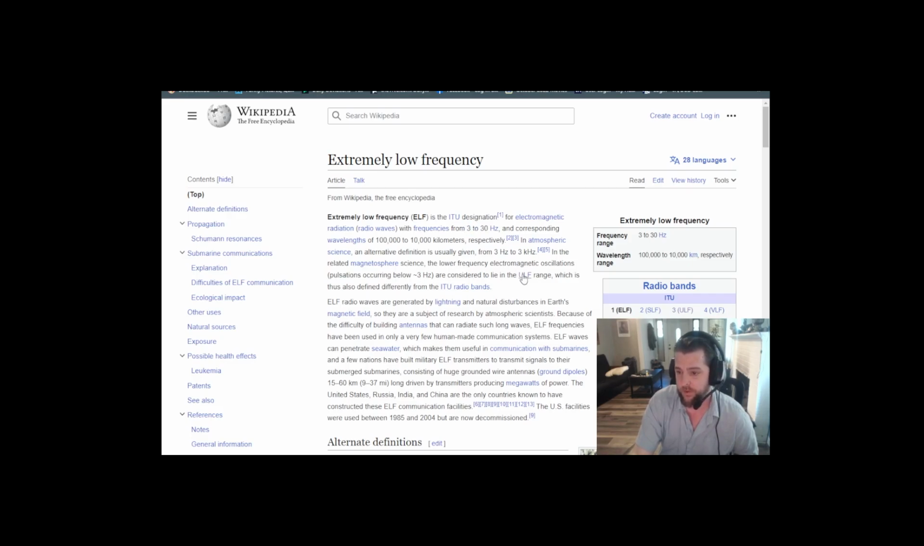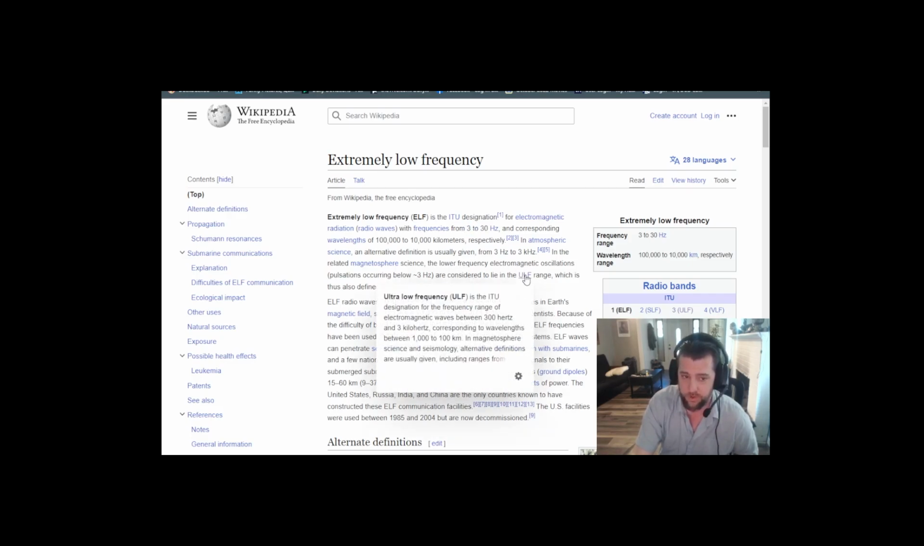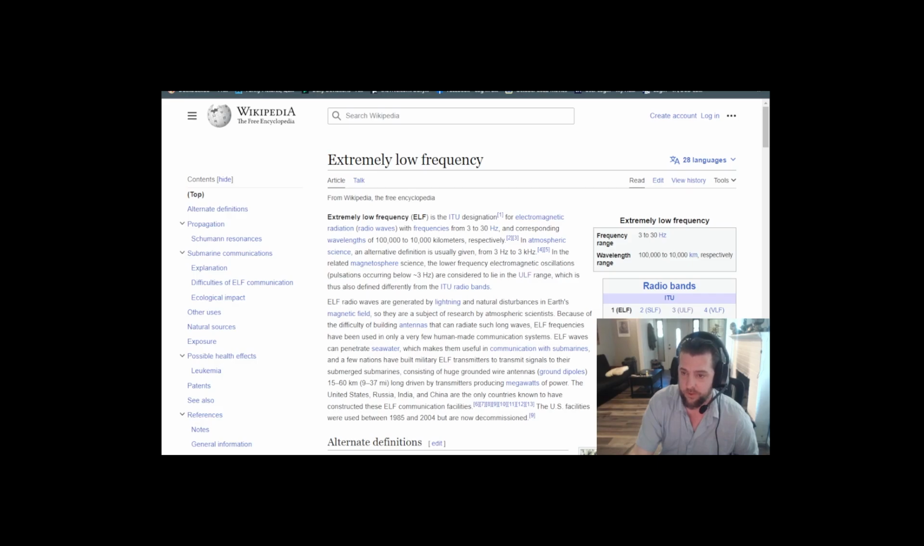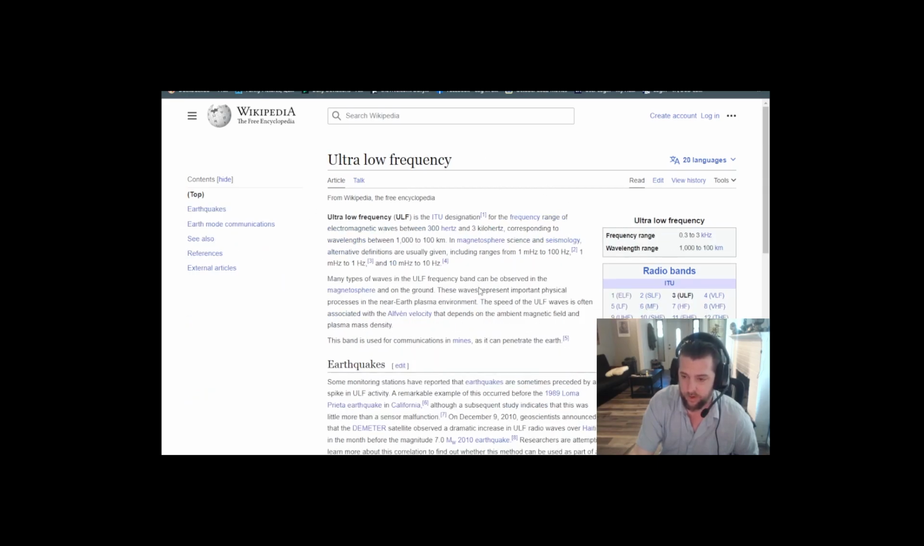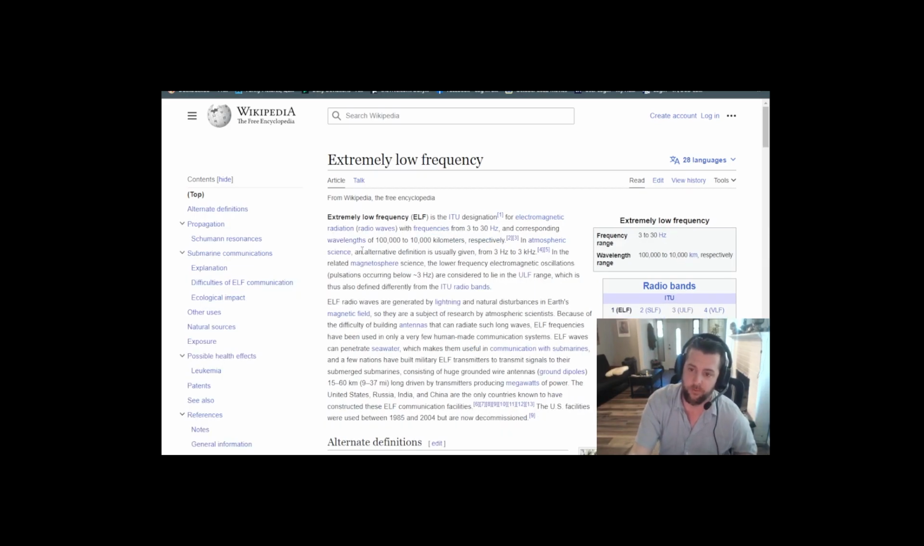They do say here that the ultra low frequency is actually lower. But when we look into it, I don't know if this is just some weird thing because of how radio bandwidths are set up, but they actually go in the opposite direction. They're like here 100 hertz to 1 megahertz, the scale here is like 1,000 to 100 kilometers is the wavelength of a photon. But when we go back to extremely low, we see here the wavelength is actually 100,000 kilometers to 10,000 kilometers. So this is actually much lower.